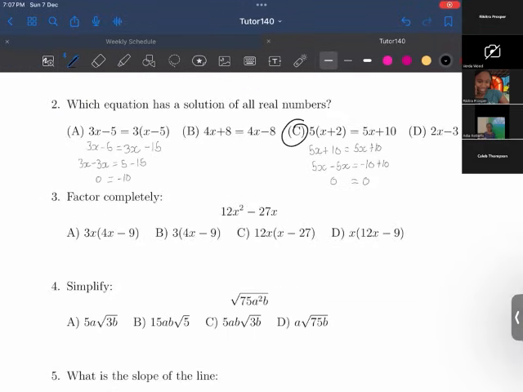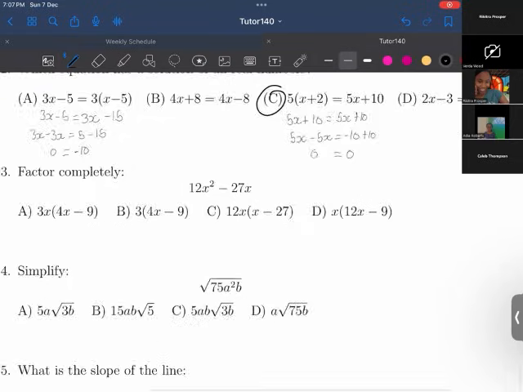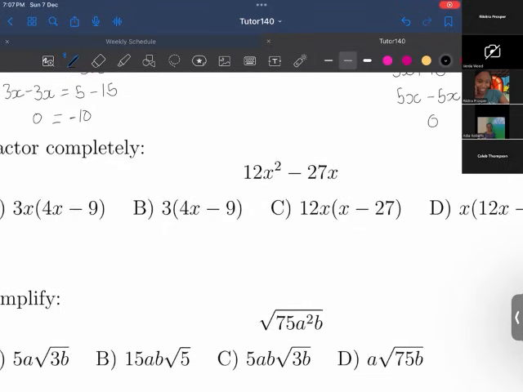Factor completely. Now on your final exam, there'll be a lot of factoring. So if you don't feel really strong in factoring, you have to review that, because your final exam has a lot of factoring. So we want to find the factors that are common in both terms. We can start off with the number.